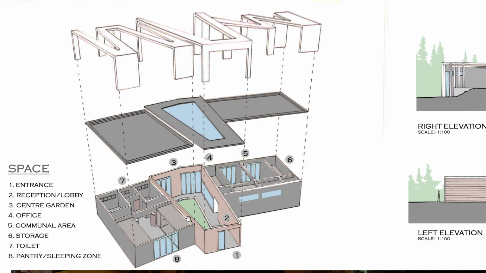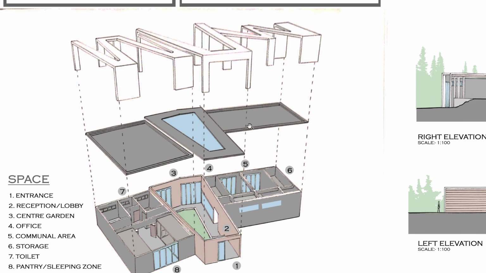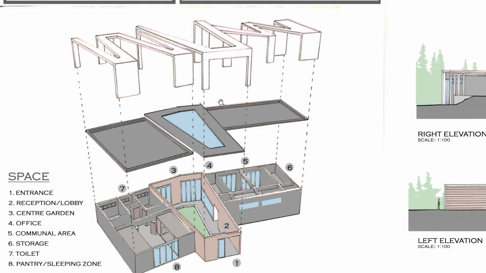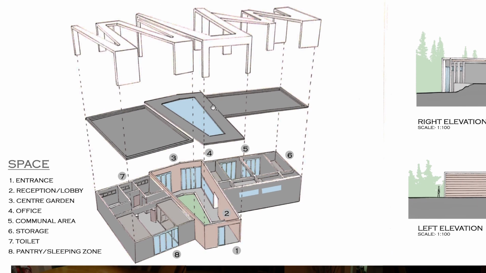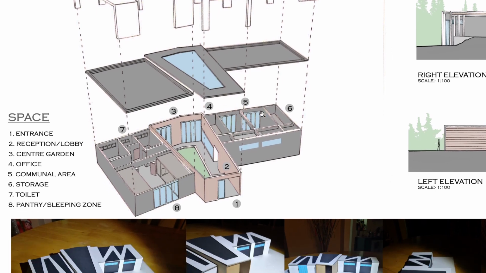This is the central area, which is mostly the central garden, and the one next to it, number 4, is the office area, the 5 is the communal area, and the number 6 is the storage room. The white structure at the top is metal cladding, just for the exterior, and it also represents the pulse I talked about at first.